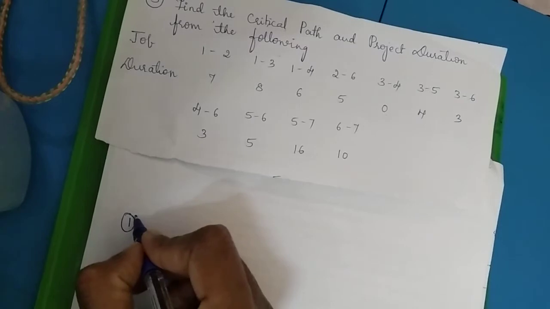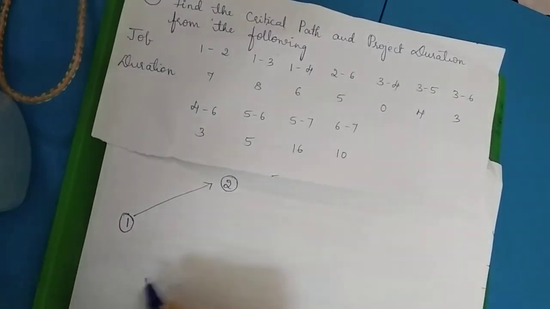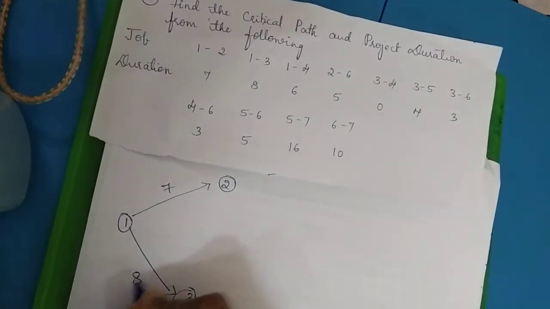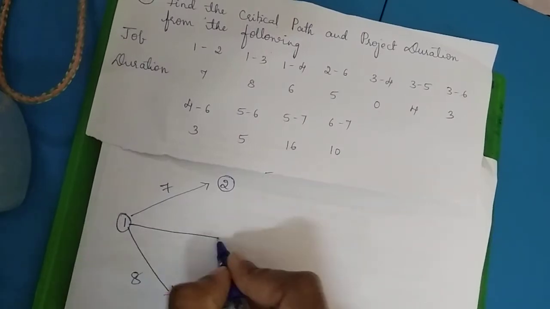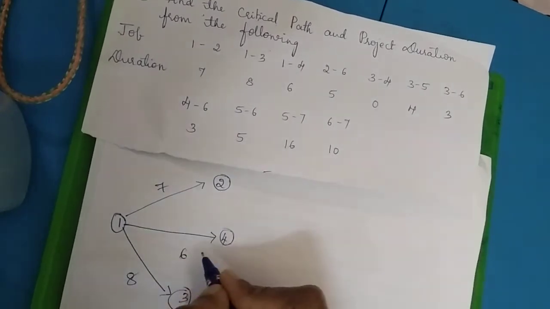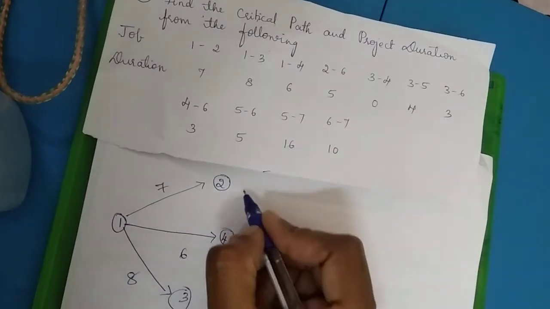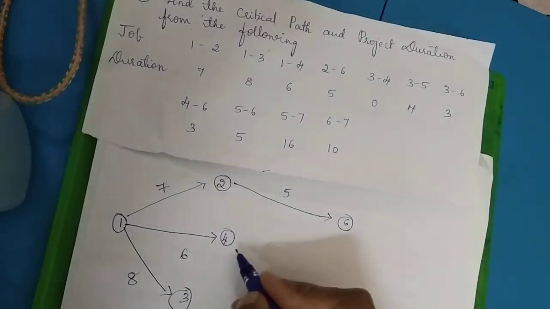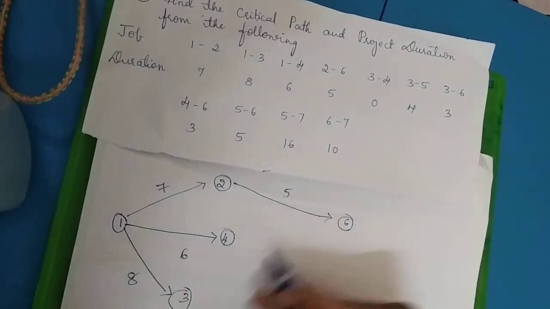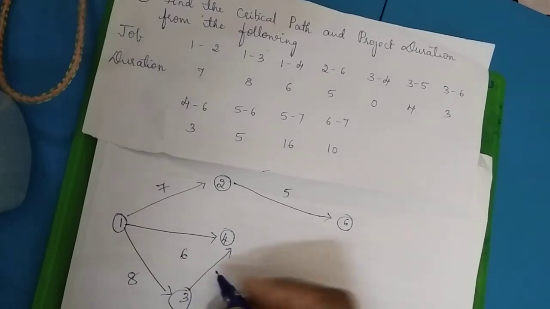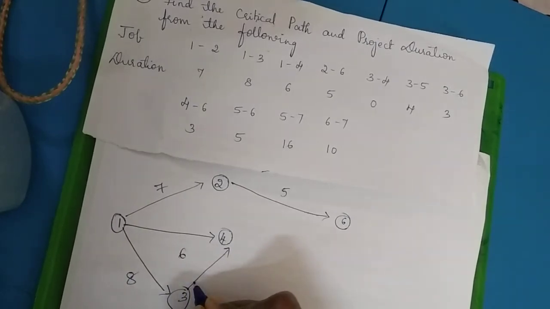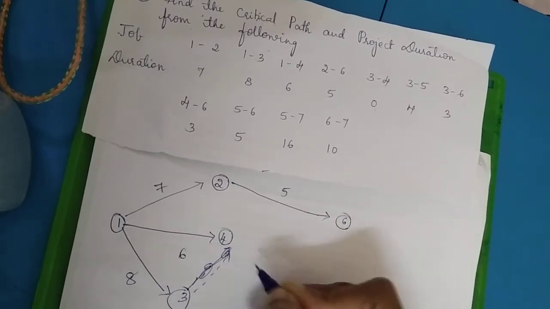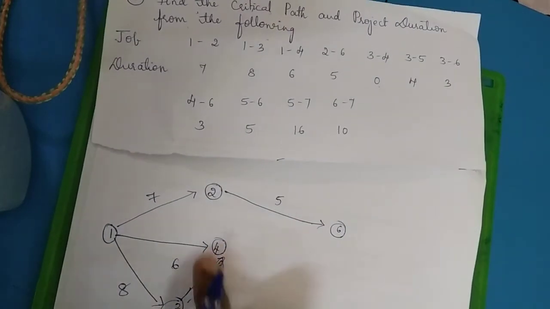So 1 to 2, then 1 to 3. So from 1 to 2 it is 7, 1 to 3 it is 8, then 1 to 4 it is 6, right? So 2 to 6 you have 5 days, then 3 to 4 it is 0. So whenever you have the duration to be 0, we draw the dummy line, so 0.